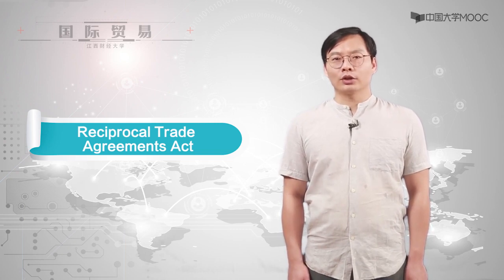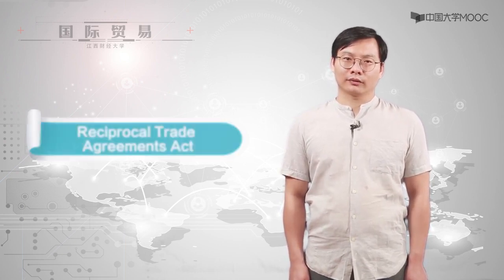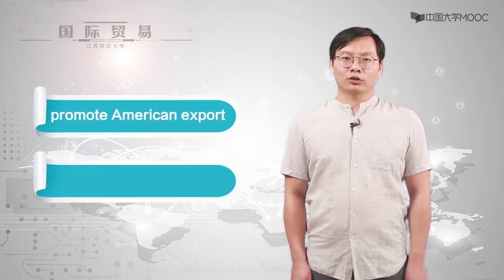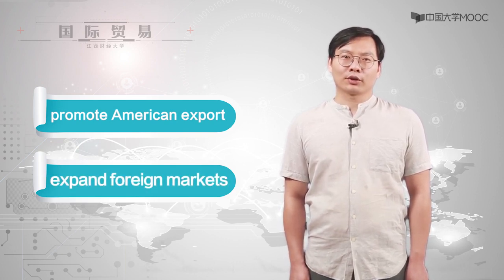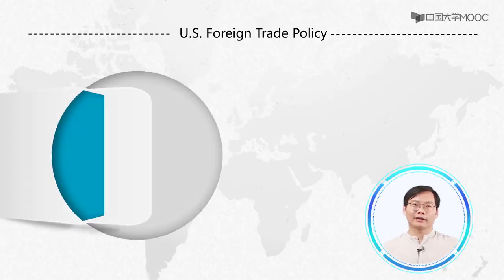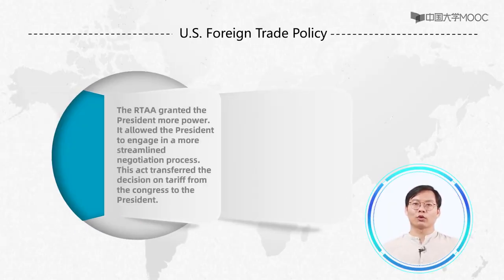First, what is the Reciprocal Trade Agreement Act? Congress passed the Act of 1934, which allows the President to create foreign tariff reduction agreements without approval of Congress. In 1934, President Franklin Roosevelt signed the Reciprocal Trade Agreement Act. The goal of the RTAA was to promote American exports and to expand foreign markets for the producers of the United States. The RTAA granted the President more power. It allowed the President to engage in a more streamlined negotiation process.